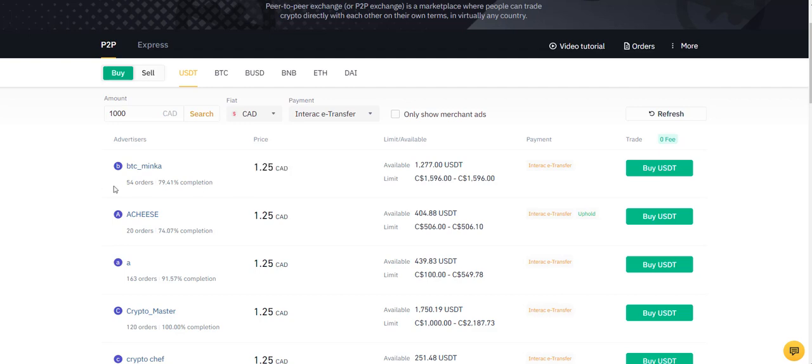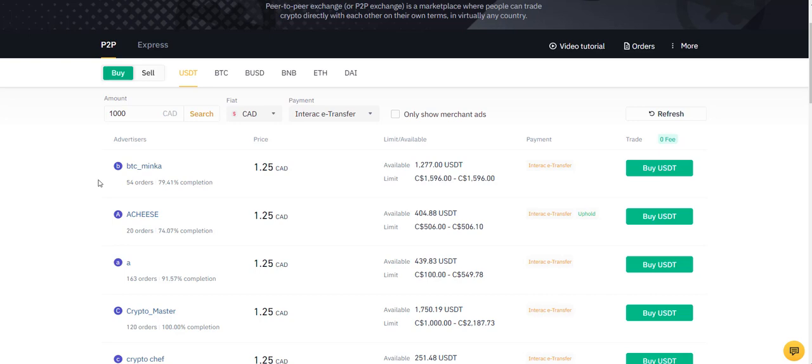Now, just so you understand here, if I buy for $1,000 and the seller has over $1,000 available, then you're good to go. You can select that seller. But you'll notice here that the balance is lower. It's 404 USDTs, about $500 Canadian. So you wouldn't be able to buy USDTs from this guy in this case because he sold a lot of his inventory already. Okay, so you need to find somebody that has more than what you want to buy, obviously.